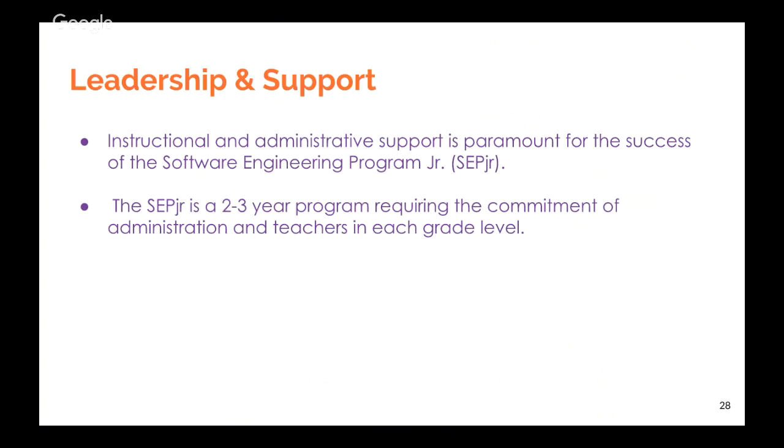Finally, which I think is one of the most valuable parts of the application, is demonstrating that you have instructional and administrative support for success of SEPjr in your school. So, in your application, you want to convey how the teachers and the administrators from your school are looking to engage with computer science, and looking to really support the expectation that within 2 to 4 years, you will be teaching in every grade level. And so that next bullet point down there, the SEPjr is a 2 to 3 year program requiring the commitment of administrators and teachers in each grade level.